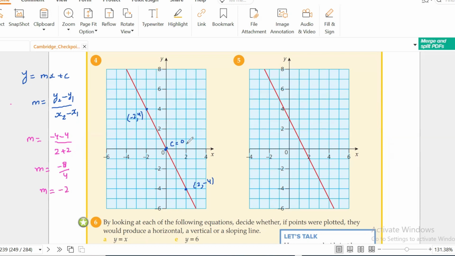So now we know that c is 0 and m equals -2. Just replace them in the equation of a straight line. We will find the required equation, which is y = -2x + 0, but there is no need to write 0 because it has no use. So y = -2x. Now this is one way to write the equation of a straight line.